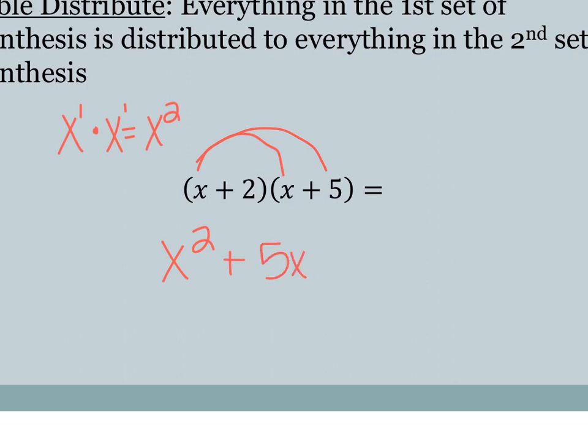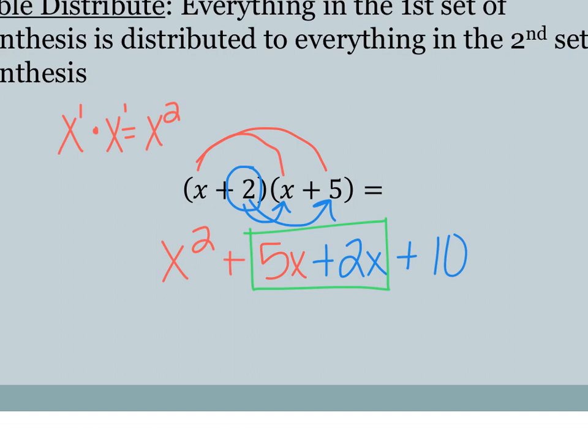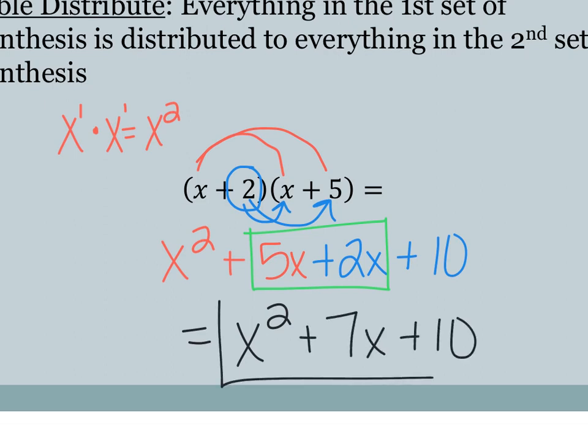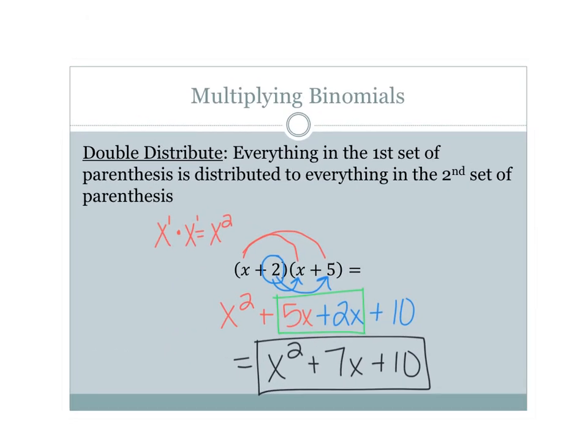Okay, switch up the colors a little bit. Now we're going to go with the 2. We're going to take 2 times x, which is 2x, and then 2 times 5, which is 10. The next step is to combine like terms. The only two terms that we have that are like terms are the 5x and the 2x. So my final answer is x squared plus 7x plus 10. Okay, so that's multiplying binomials.